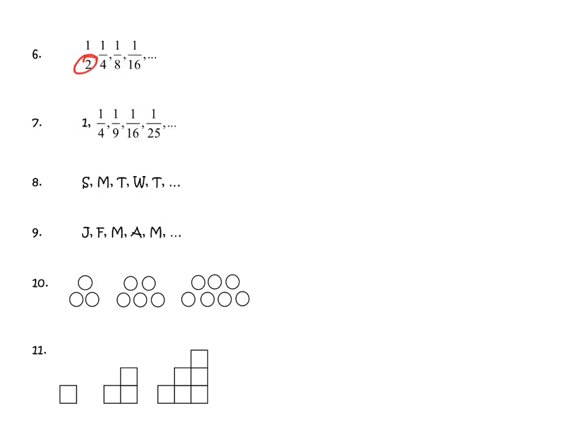On this next one, these numbers are just doubling on the bottom. So you get 1 over 32, 1 over 64, 1 over 128, and 1 over 256.